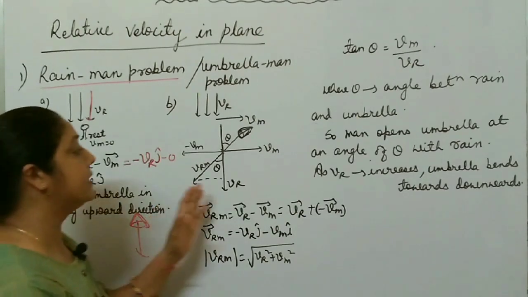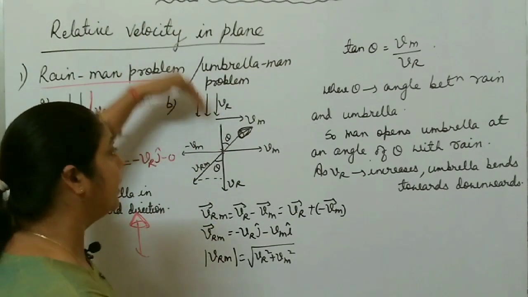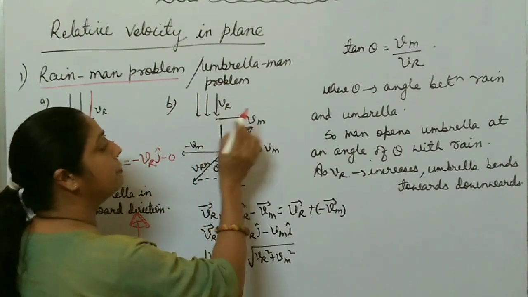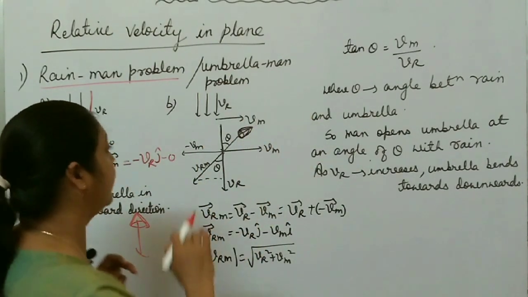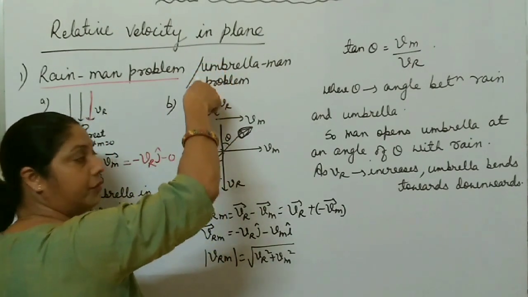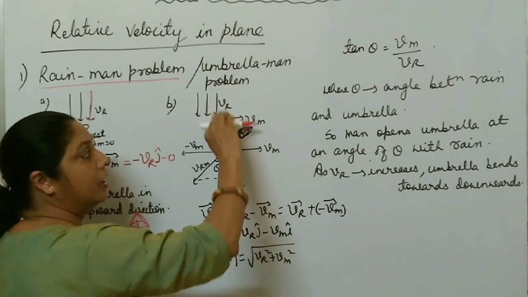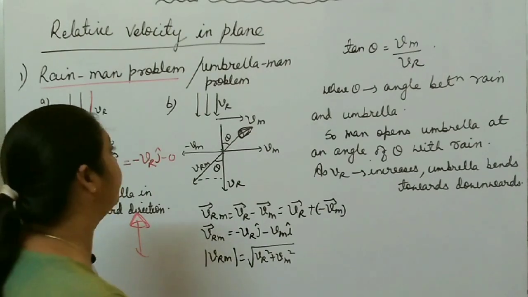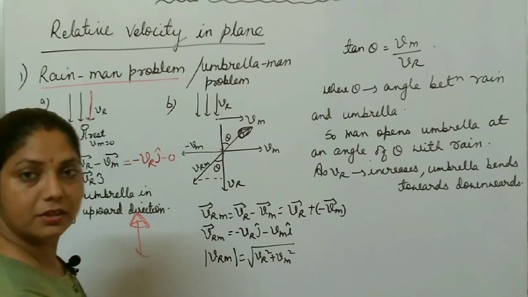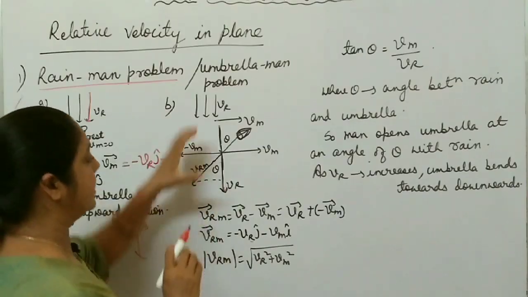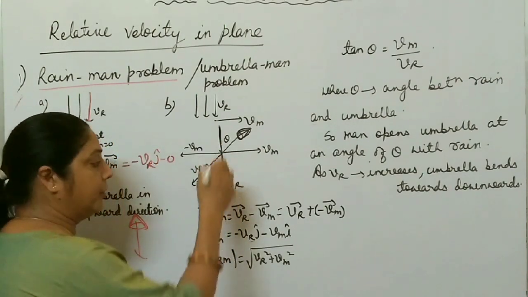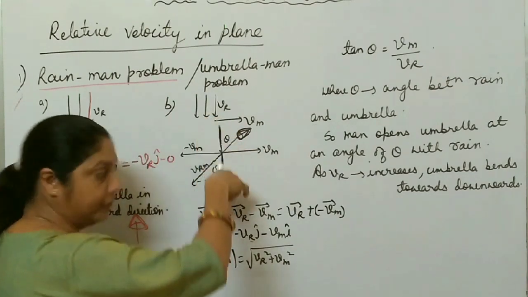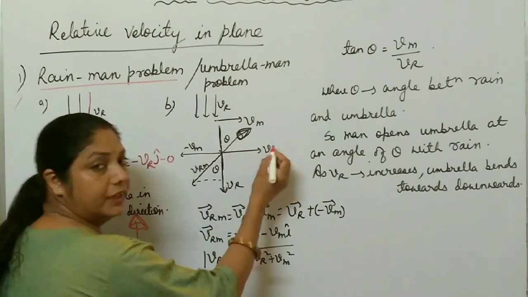Now what happens when rain is falling downward and the man is also moving along positive x-axis, along the forward direction? So rain is falling downward, the man is moving in this direction. Now in which direction to open the umbrella? So this is also the case of relative velocity in two dimensions. This is the diagram of the rain man problem, and rain is falling downward, so VR is in negative y direction and the man is moving in this direction.